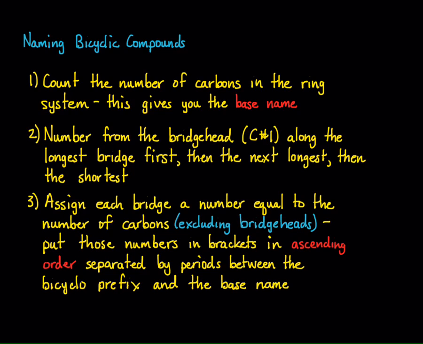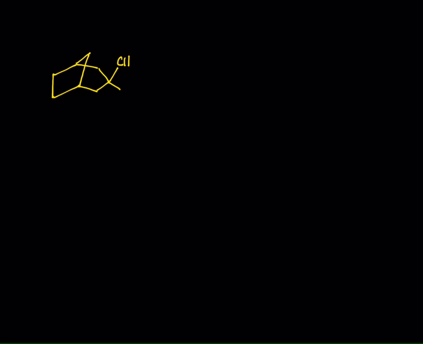Oh boy, all right. How does this all work? Well, let's take a look at an example. Here I have a bridged bicyclo compound, right? And I see that really it's a cyclopentane ring and a cyclohexane ring kind of fused together. Well, how would I name this?